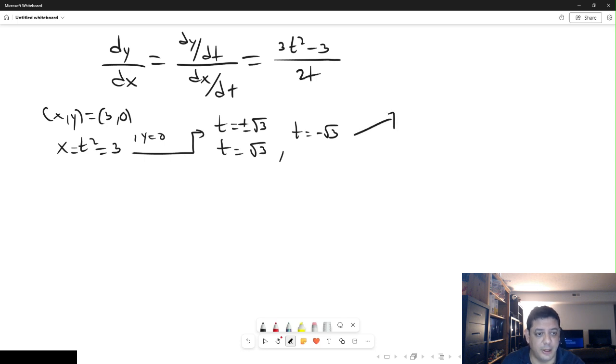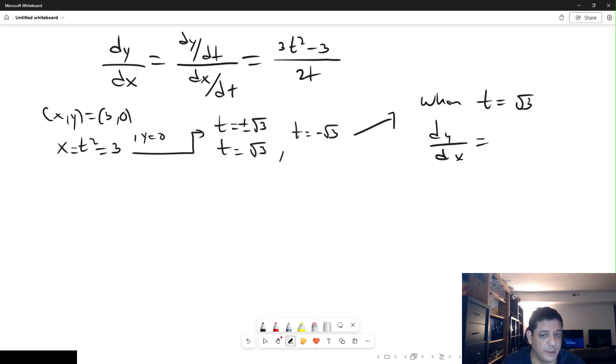So if I take t equal to the square root of 3, then dy/dx is what happens when I plug the square root of 3 in here. Notice the square root of 3 squared is just 3, so this is 9 minus 3, which is 6, over 2 square root of 3.